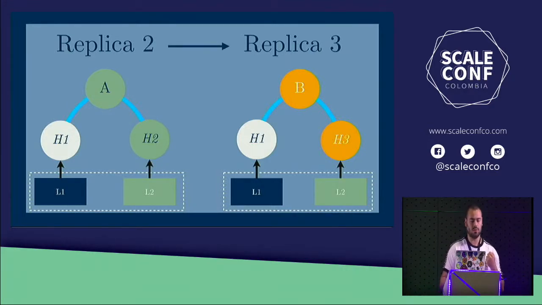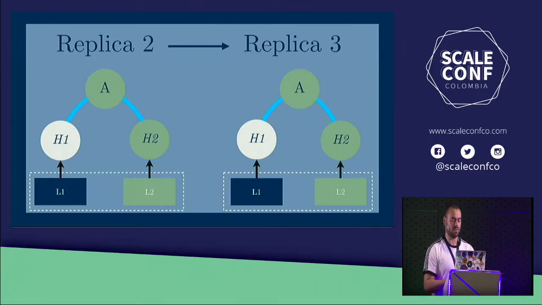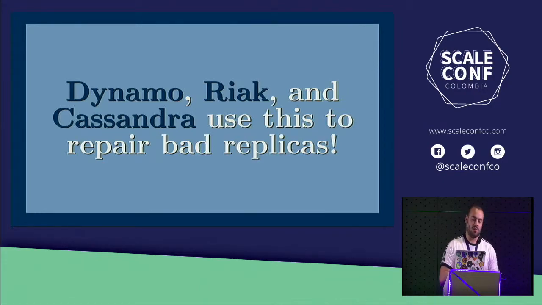The next step is for replica 2 to send L2 to replica 3, and since the tree is immutable, we'll have to compute the Merkle root once again. So we have L2, we compute a new hash of L2, and we compute the new root, which is the same root as replica 2. So at this point, the repair process is over. This kind of process is called the anti-entropy mechanism, and databases like Dynamo, Riak, and Cassandra use this to repair their own bad replicas.